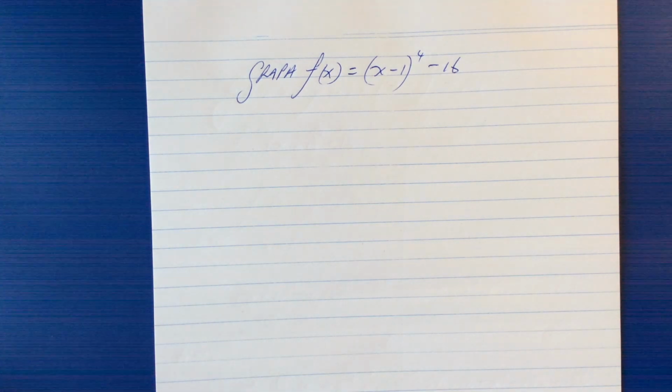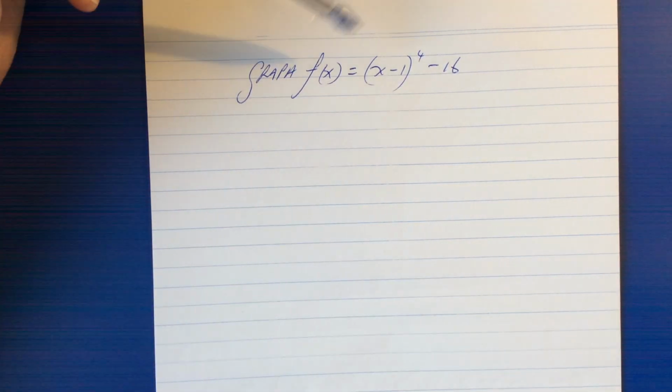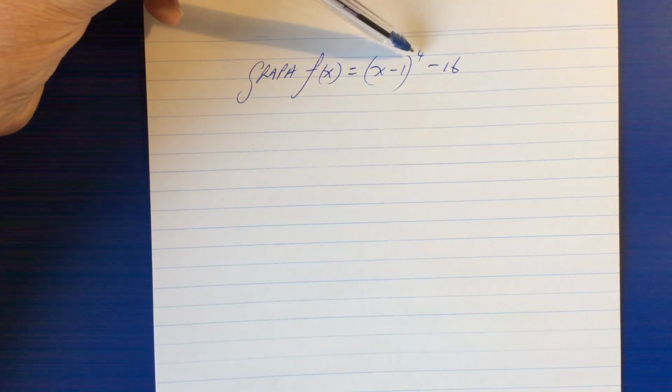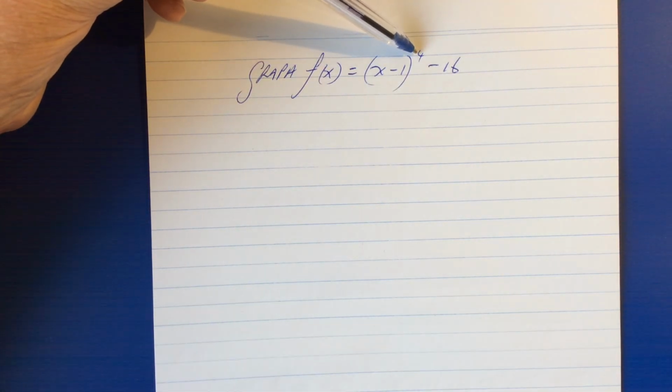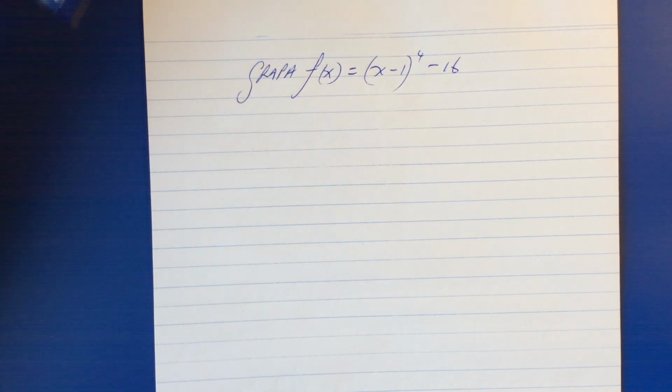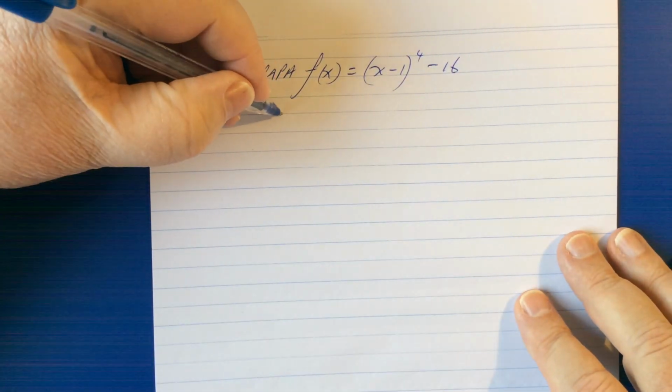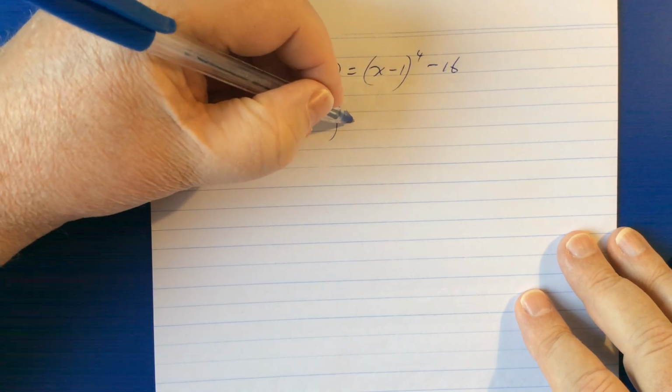Our task today is to graph this function, and our first step is to identify the type of function it is and the form in which it's presented. So this is a quartic. It is raised to the power of 4, and it is in a form that should be familiar to people. It should look vaguely familiar.